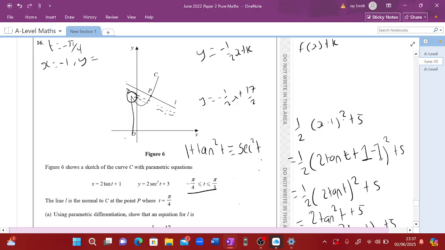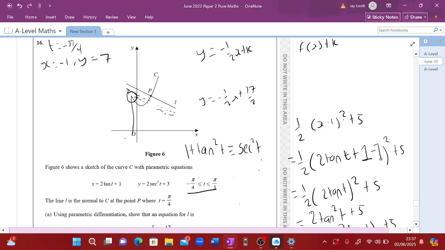And at minus pi over 4, y would be 2 sec squared. So that's 2 times 1 over cos of minus pi over 4, and that's all squared. Add 3. So that would be 7. And again, that makes sense because obviously P's y was 7 as well, so they're on the same level.